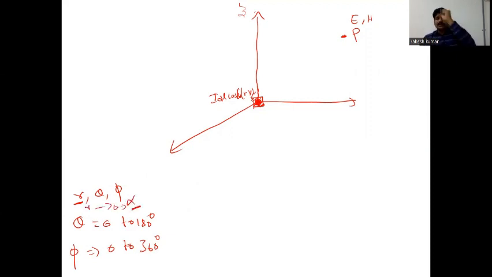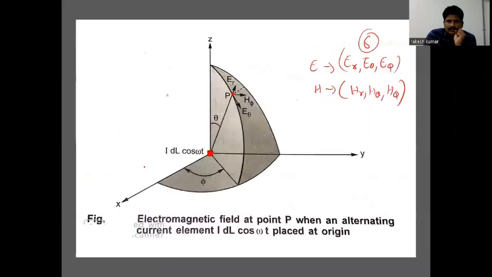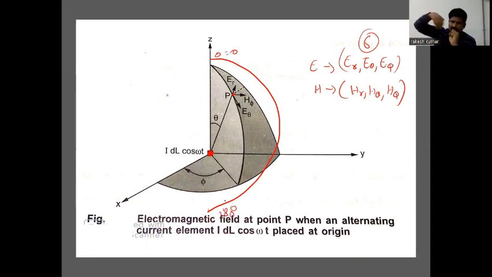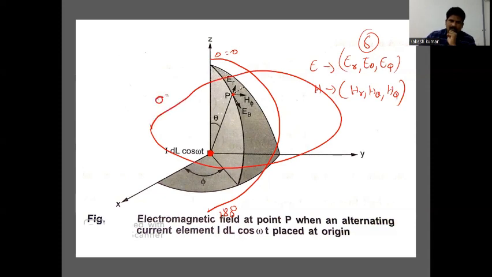Okay, so see here, for example, if you consider this is my sphere, if you observe in this diagram, what is the range of theta? Always the range of theta is from 0 to 180 degrees. What is the range of phi? The range of phi is 360 degrees. If I start from here, this entire circle, it is 0 to 360.